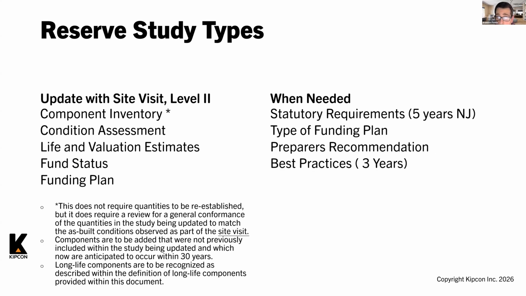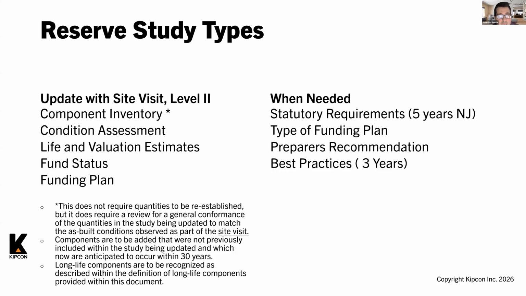So level 2 is what's considered a reserve study update. And with level 2, that also includes a site visit. So again, the level 2 studies also include all 5 items that we just talked about. But keep in mind that with an update, typically the standard is that you're using the quantities that have already been established in the prior study.